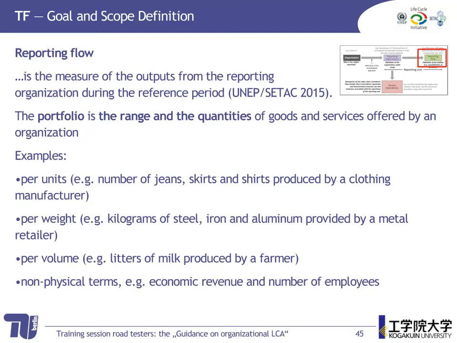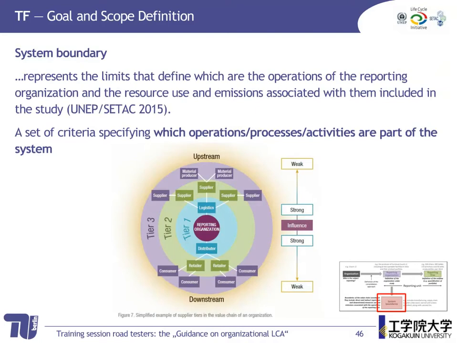So we can quantify per unit, the units that were produced or the services that were provided, per weight of this product, per volume, or it can also be quantified in non-physical terms like economic revenue or number of employees. It will depend on how big the portfolio of the organization is, which type of products they have, which type of accountancy and tracking of the production of the products they have, and the data they need. Okay, and as in product LCA, we also need to define the system boundary.